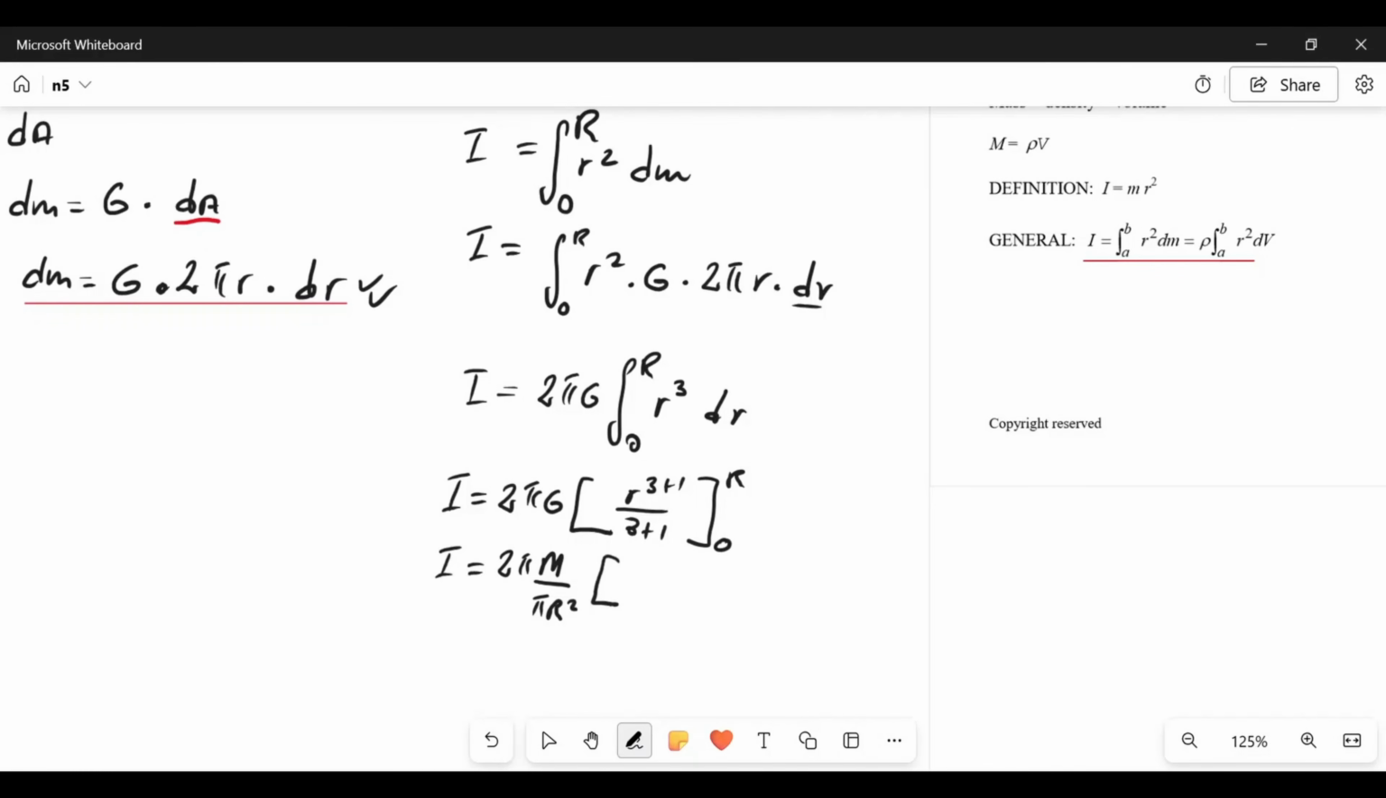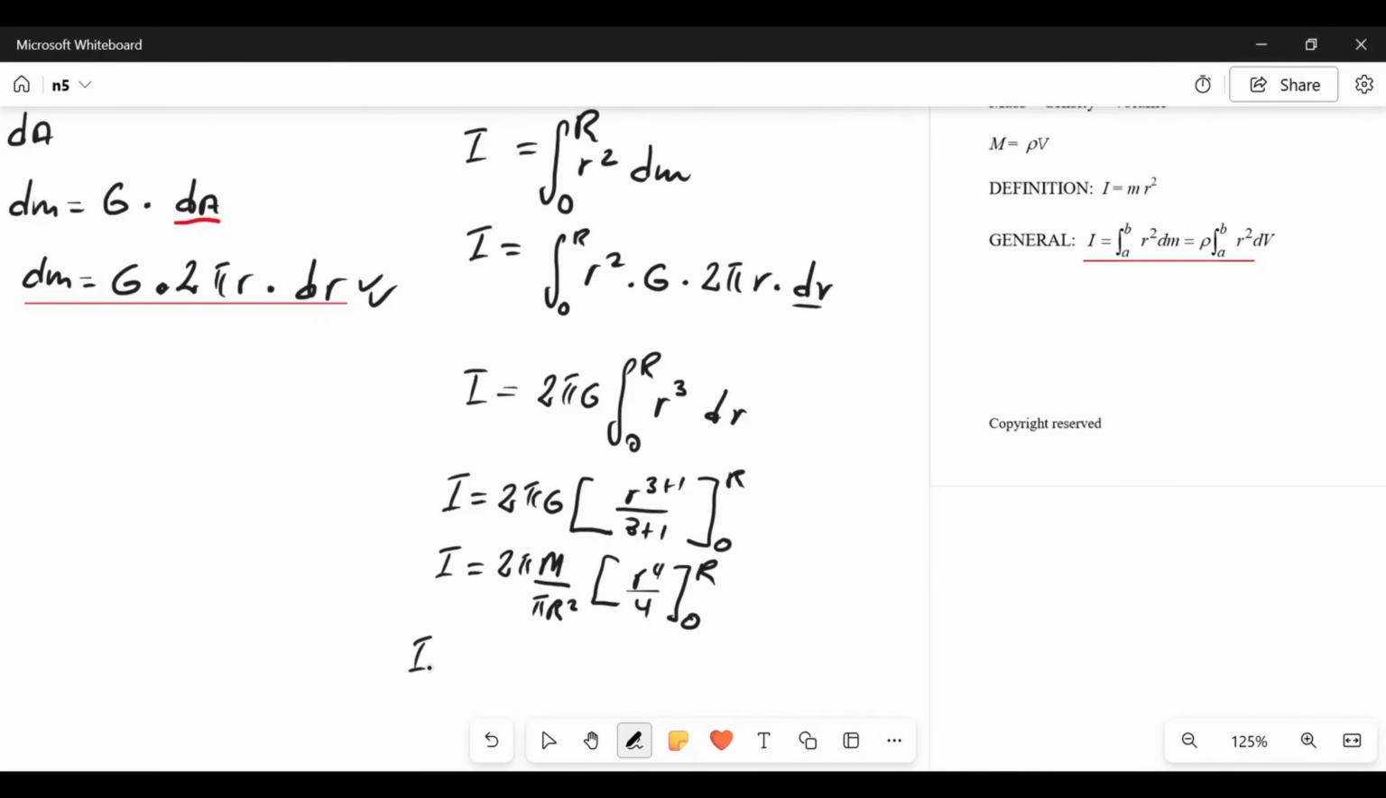So here we're going to have inside there r to the power of 4 divided by 4. Okay, let us not forget the upper limit and the lower limit. Remember, the upper limit is the radius of the bigger disk, and the lower limit is the 0 point there, or the center, which is 0.